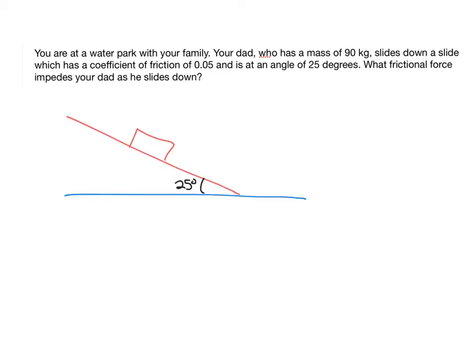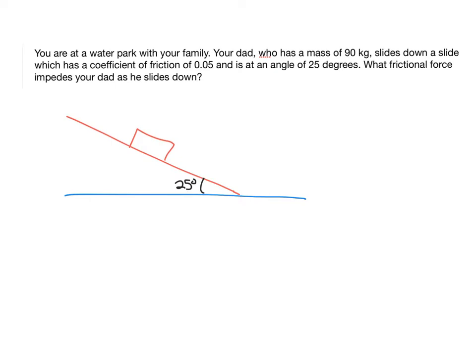So for this example, you're going to have to use your imagination a little bit for my drawing. We're going to say the box there is your dad, and that blue part down there is the water, and the red slanted thing is the slide. So there's a few things that we can find out pretty easily.